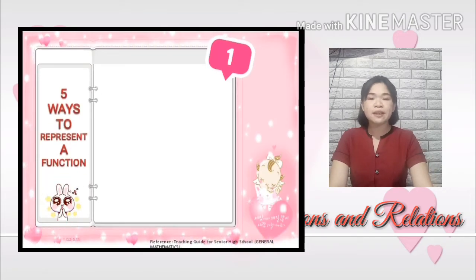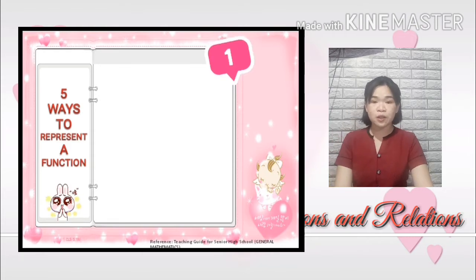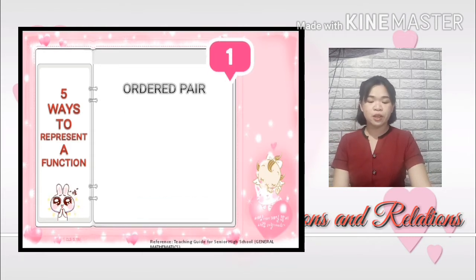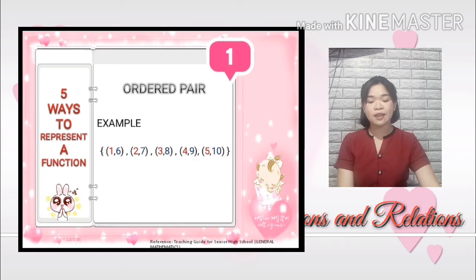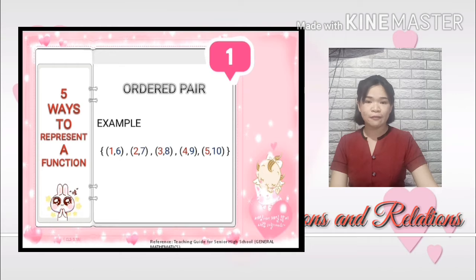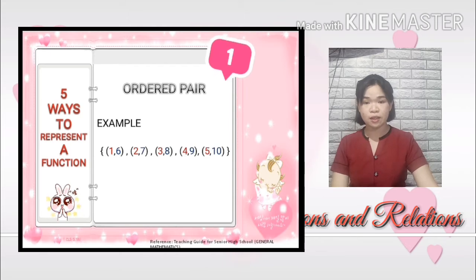Okay, so we can represent functions in 5 different ways. The first one is ordered pairs. This is the most common way to represent a function. An example is the set of (1, 6), (2, 7), (3, 8), (4, 9), and (5, 10), wherein you can see the braces and the parentheses. Those are the ordered pairs.